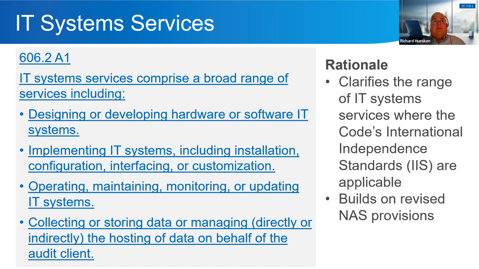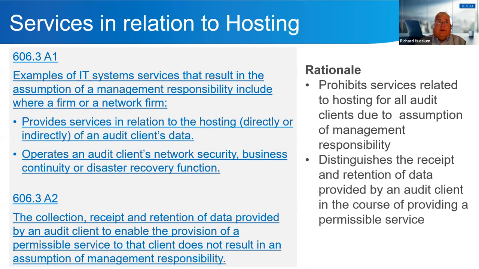Then if we can move to the next slide, please. The board then looked at those services and how they saw them relative to threats and the ability to safeguard those threats. And the board had concluded that there were certain IT system services that result in the assumption of management responsibility. That included providing services in relation to the hosting, directly or indirectly, of an audit client's data, and operating an audit client's network security, business continuity, or disaster recovery functions. These were the two elements that the board felt resulted in assumption of management responsibility, and for which safeguards could not reduce the threat.